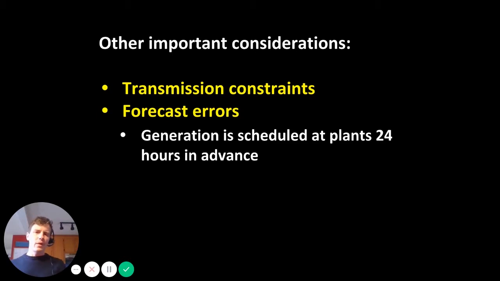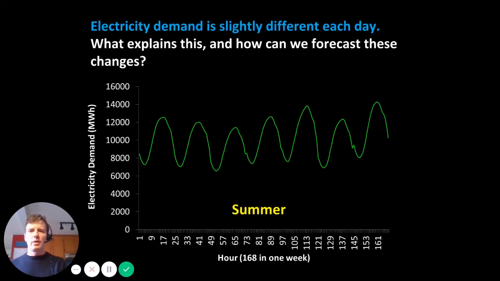Generation is generally scheduled at plants 24 hours in advance. And that's for all sorts of good reasons. You don't want to leave this important decision to the last minute. And so, to the extent possible, a lot of the scheduling is done in advance. However, electricity demand is slightly different every day. And so, what explains this? Well, the answer is weather.